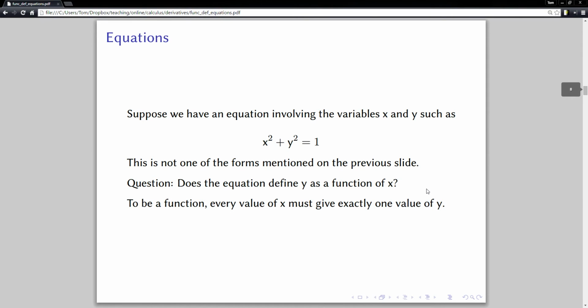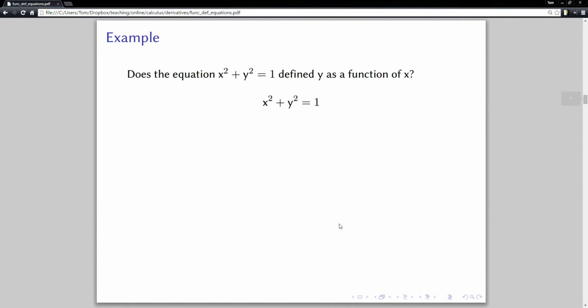Well, the key thing is to remember, for this thing to be a function, every value of x must correspond to exactly one value of y. In other words, if I plug a number in for x here, any number at which this expression is defined, and solve for y, I have to get exactly one value out, because that's what a function is. I plug in a number and I get one specific output. That's what functions do.